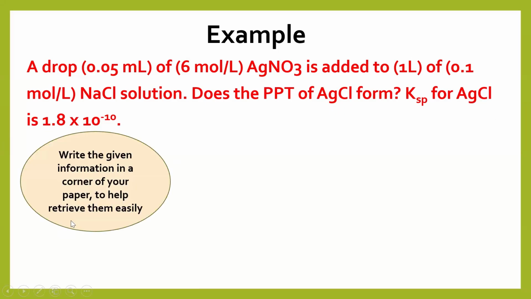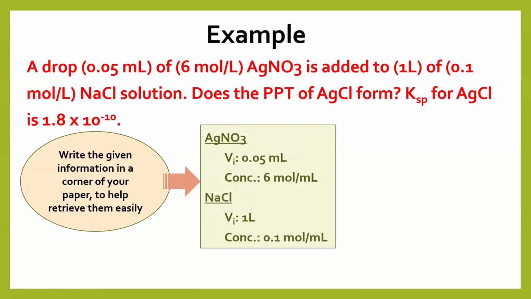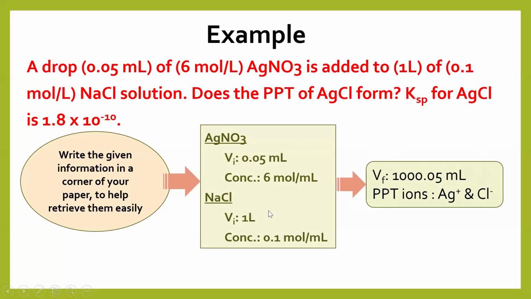First, as I mentioned, write the given information in a corner of your paper to help retrieve them easily. These are the given information: the initial volume and the initial concentration of the silver nitrate, and the same for the sodium chloride. From the given information, we know that the final volume is all the volumes added together. Don't forget to convert them to the same unit. Convert the liter into ml, so it's 1000.05 ml as a final volume.